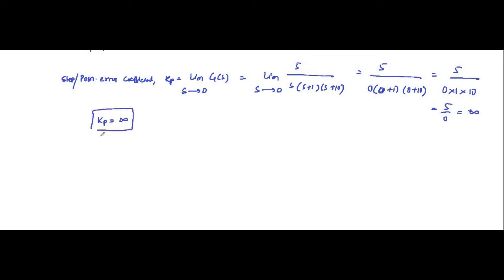We know that the steady state error due to step input is given by A by (1 plus Kp). Here A is equal to 1 because the unit step input is used. So 1 by (1 plus Kp), with Kp equal to infinity, is equal to 1 by infinity, that is equal to 0. Infinity plus 1 is the same, a very high value, so we call it infinity. So 1 by infinity is equal to 0. The steady state error due to step input is equal to 0.